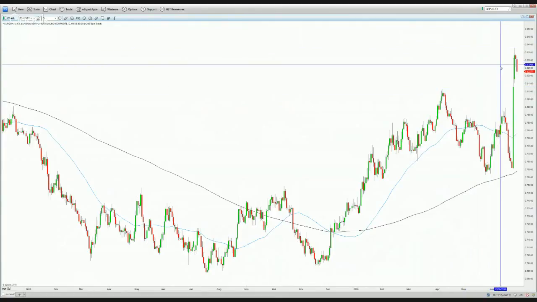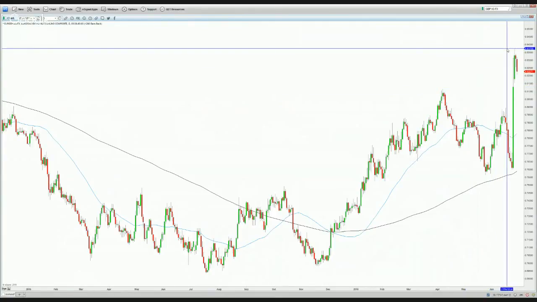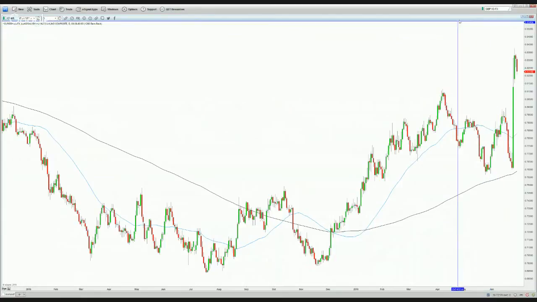Now what we're looking for really is a correction and a break and a close above this level. This will suggest a continuation of the bull trend.